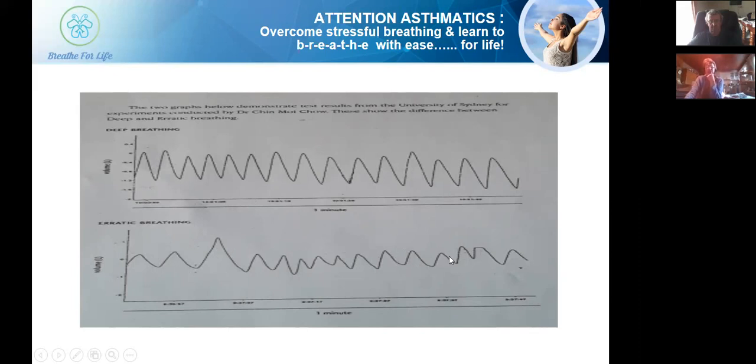I also went there and stayed at their sleep lab overnight, and they put all sorts of tests on me and watched what my breathing was doing when I sleep. So it's quite fascinating stuff.